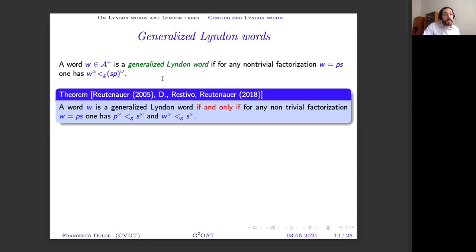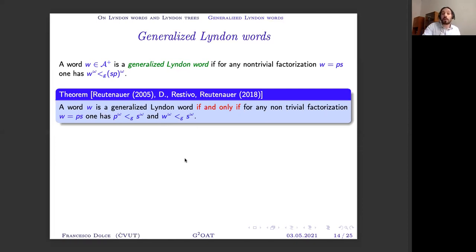that a word is a generalized Lyndon word, according to this definition, if and only if we have something similar to the definition that we saw before due to Roger Lyndon. That means that for any nontrivial factorization, we have that p is more than s for this generalized order, but when we consider the infinite powers, or if the word itself is strictly smaller than the suffix, but again, when we consider these infinite powers.